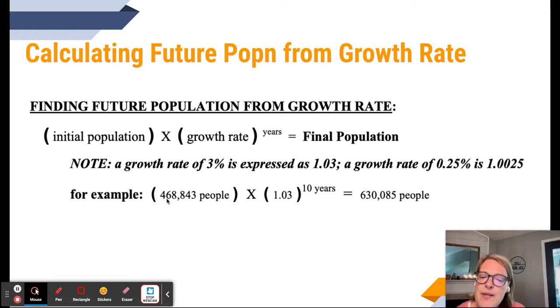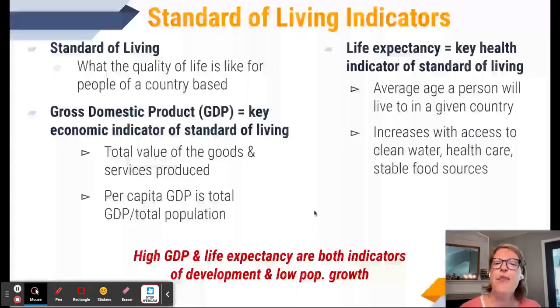So our initial population is 468,843. And then we have a 3% growth rate over 10 years. We want to see what the new population will be in 10 years. So let's say that this is the year 2020. We want to see, if we continue to have this constant growth rate, what would our population be like in the year 2030? Okay, and so we can do the math, and that means that the population grows to 630,085 people. All right, so just an example of the ways that you can use those different equations.